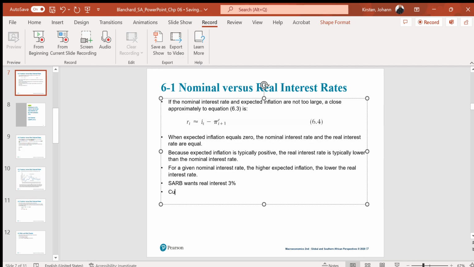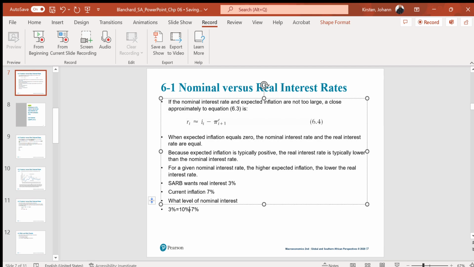Currently inflation in South Africa is, well, no, sorry, 7%. So let's say they expect it to be 7%. It's currently around 6.9, expected to be 7% maybe next year because of something happening in the economy. Now, what level of nominal interest rate do they need to achieve the 3%? So now it's about replacing it in the formula: i minus 7% equals 3%, so this needs to be 10%.